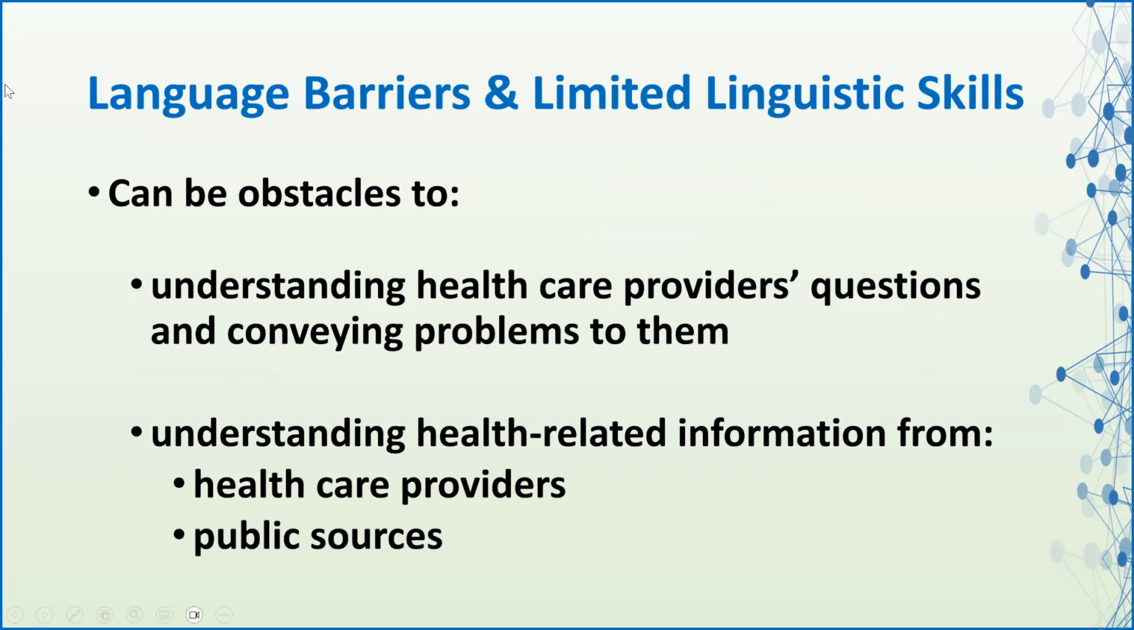And so I want to talk about a couple of particular types of examples. I won't be going through all of these, but I wanted to focus on language use and overcrowding. So let's start with language use. Language barriers and linguistic skills, limited linguistic skills, that is, can have detrimental effects on health. And one way they can do so is by being obstacles to understanding a healthcare provider's questions and conveying problems to them, because that can inhibit the provider's ability to reach an accurate diagnosis. And they can also be obstacles to understanding health-related information, either from the healthcare provider or from public sources.